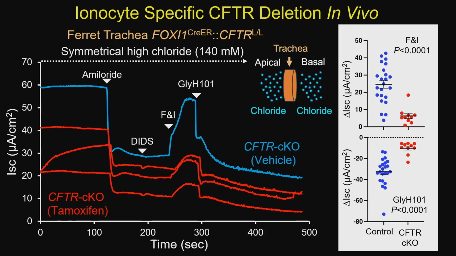Now we took this one step further, where we did short circuit current directly on the trachea of animals that were induced with tamoxifen to knock out CFTR only in ionocytes. What we're showing here is a wild type. This is symmetrical chloride. It's really not feasible with a very thick tissue like this to be swapping, making gradients. And we believe, as I was taught by Bob Bridges, symmetrical chloride is the most relevant to in vivo. So here we have wild type. You can see the CFTR-mediated current. The averages are over here for GlyH101 and cAMP inducible. And CFTR knockout only in ionocytes reduces it about 60 to 70%.